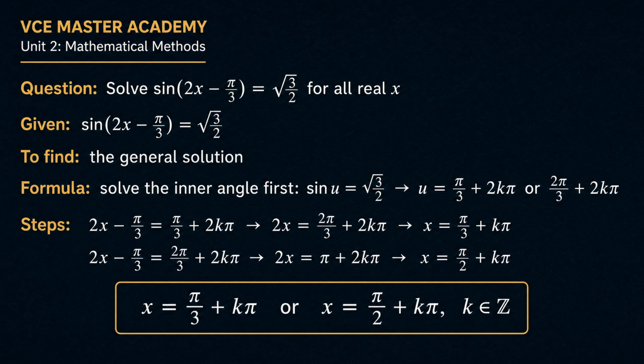Second family. Same moves. 2x equals pi plus 2k pi. So x equals pi over 2 plus k pi. Final answer. x equals pi over 3 plus k pi, or x equals pi over 2 plus k pi. k is any integer. Remember this one. When you divide, the k term gets divided too.